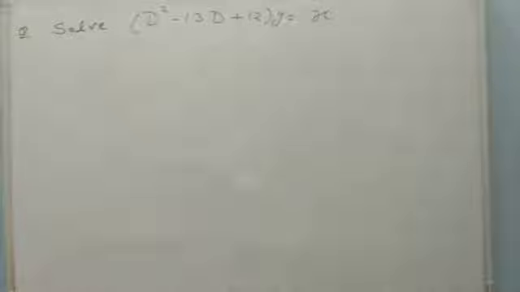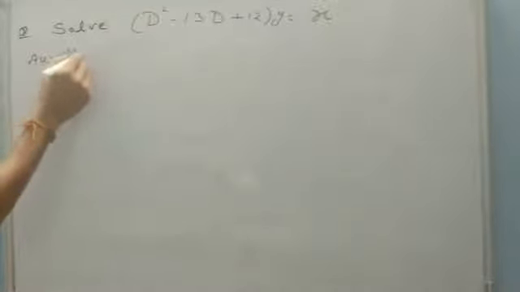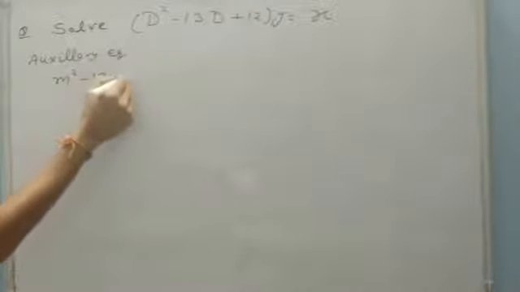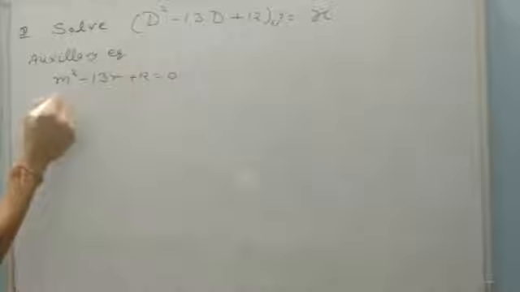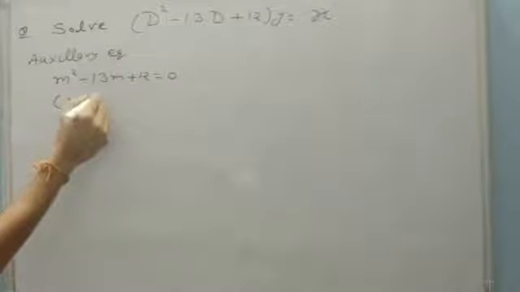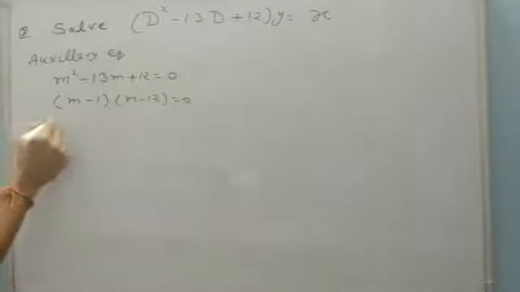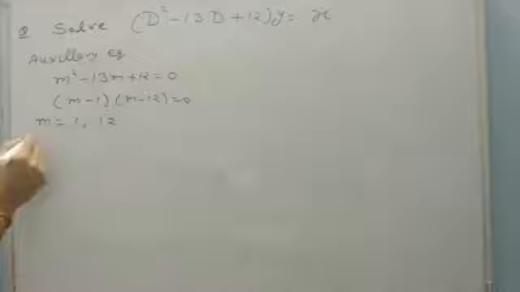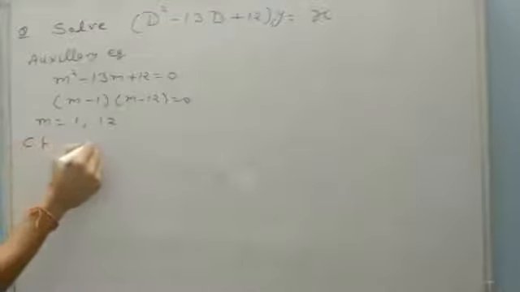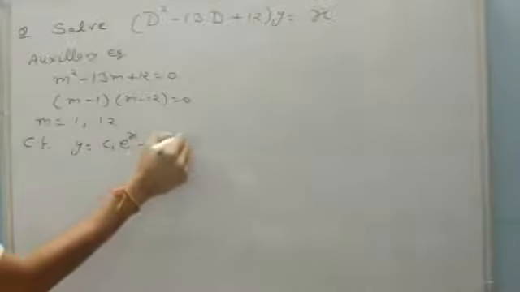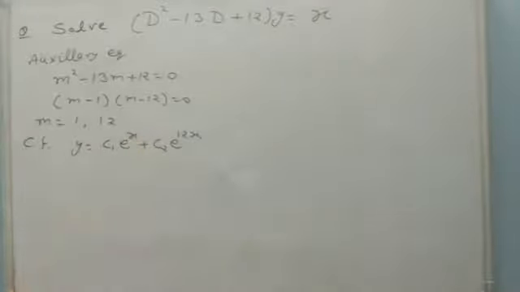Now see this example, this very simple example I have taken first. Now the auxiliary equation is m square minus 13m plus 12 is equals to 0, or I can say (m minus 1)(m minus 12) is equals to 0. So m is equals to 1 and 12. So the complementary function is y is equals to c1 e to the power x plus c2 e to the power 12x. This is a simple way.